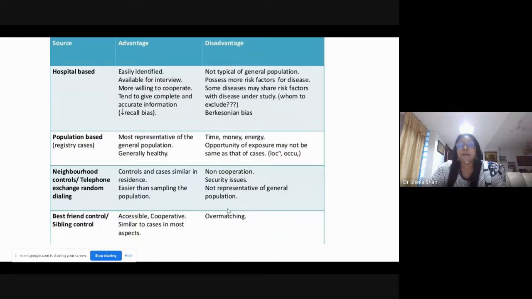So less chances to get biased reports. Disadvantage, not typical of general population. That means you cannot get so many people with that kind of rashes, isn't it? So it is not possible. But there is a certain type of biasness, Berkson's bias. You will see that. What is that? I also Googled and found out. All right, and then population based. They are from general population. So yours is the hospital based.